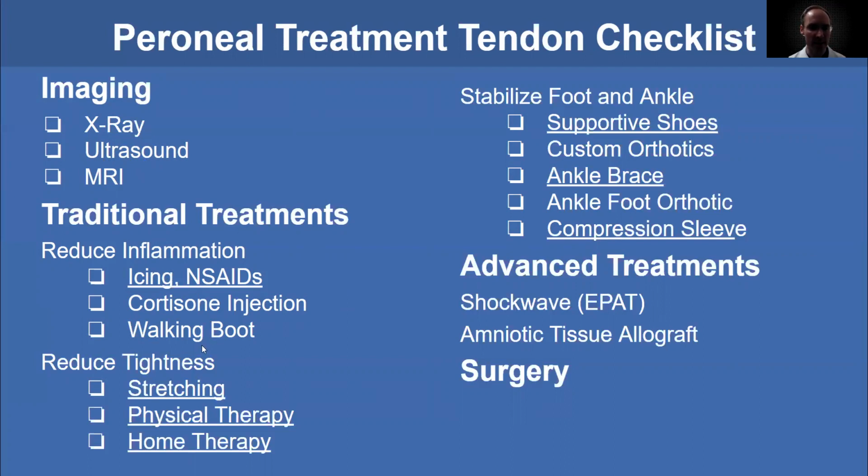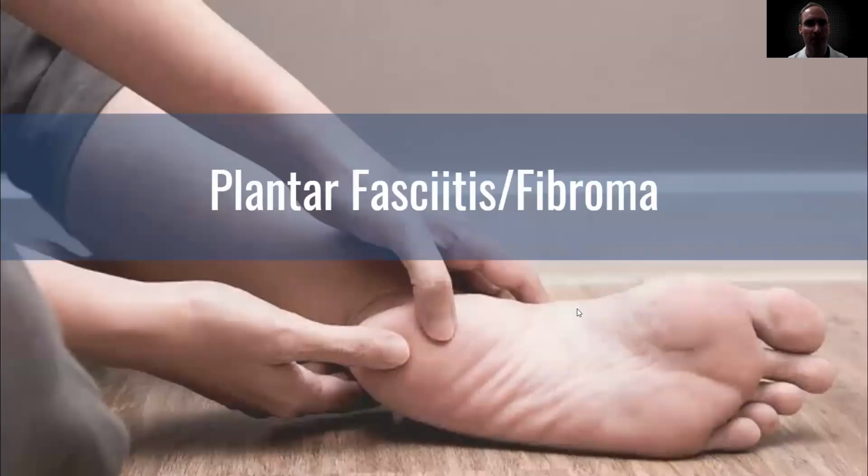Walking boot to rest, stretching, physical therapy, home therapy, supportive shoes. And then if it's not getting better, I'll put them in a walking boot and then maybe transition them to some type of brace or ankle foot orthotic. I'm doing more and more shockwave now on painful peroneals to help increase the blood flow and healing to those areas. And then you can also do amniotic tissue, allograft, PRP, and then surgery if things aren't getting better or not getting better as quick as you want them.